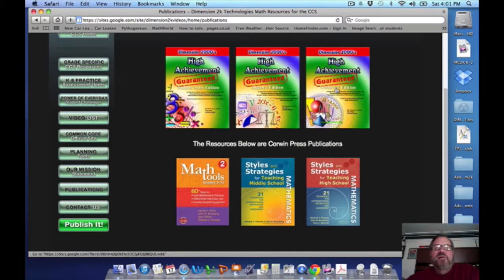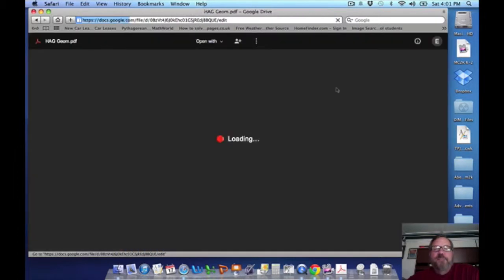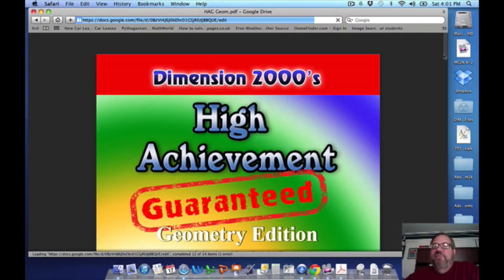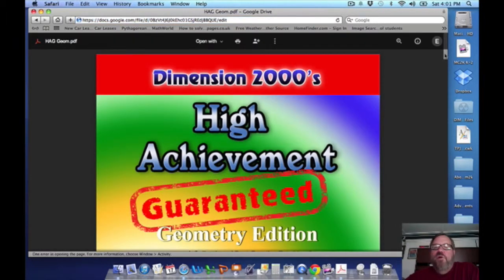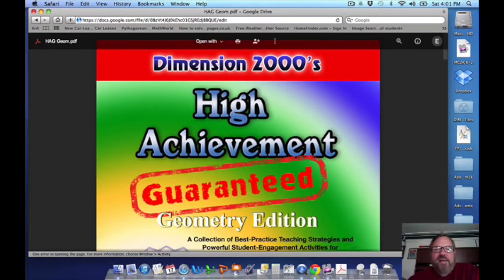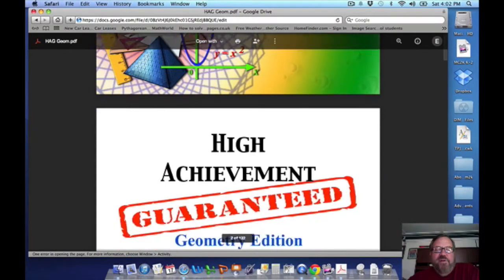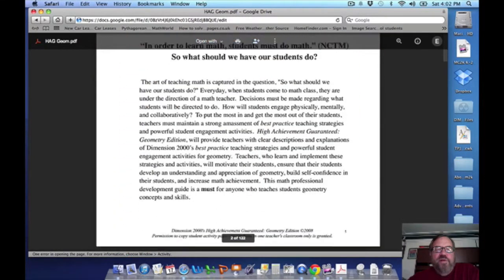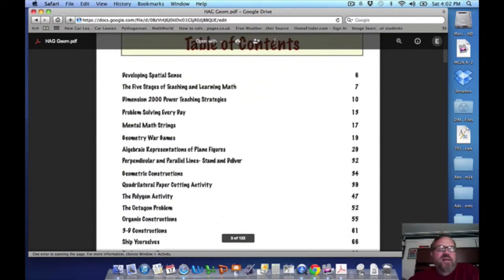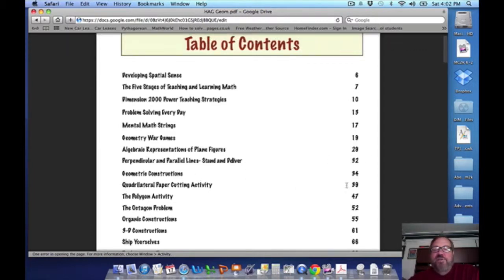And if you click on one of these book titles on the top 3, you get the whole PDF file of that book. Just the other day, I had a teacher from Cleveland ask me about one of our activities called the quadrilateral paper cutting activity that he had seen me do in a workshop. And I was able to direct him to our book. And right here, quadrilateral paper cutting activity on page 39. So he just scrolled down to page 39 on the website. He was a subscriber.